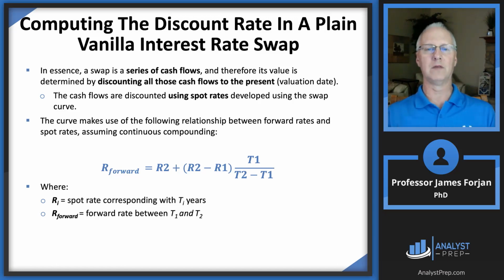So think about when we talked about that spot curve in a previous chapter. What we're going to do is take that first spot rate, and then add the difference between the two, and then we're weighting it by time over there in the far right.